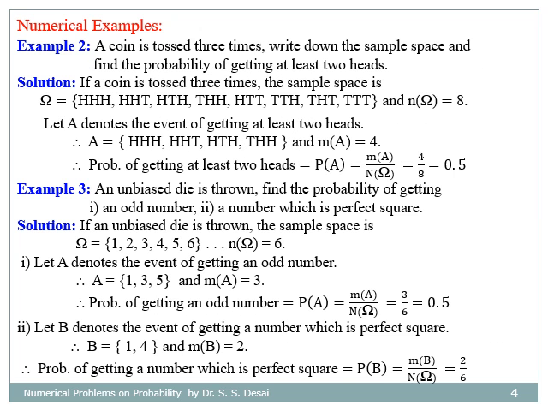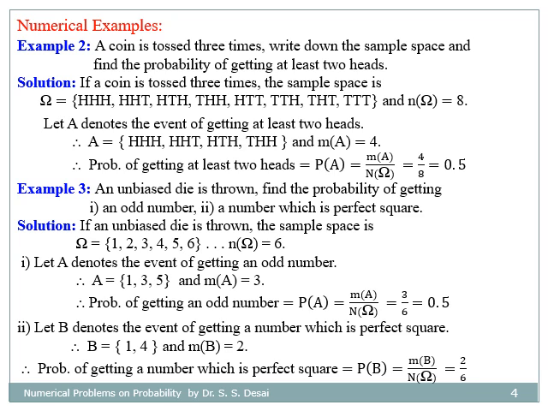So this is the second example. A coin is tossed three times. Write down the complete sample space and find the probability of getting at least two heads. In tossing a coin three times, or tossing three coins at a time, the sample space will contain 8 sample points of four different kinds. First, we may have heads on all three coins. Second, we may have tails on all three coins.